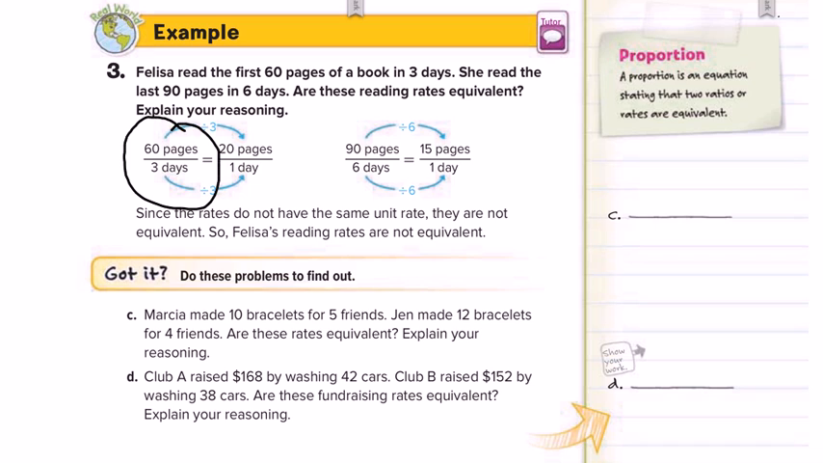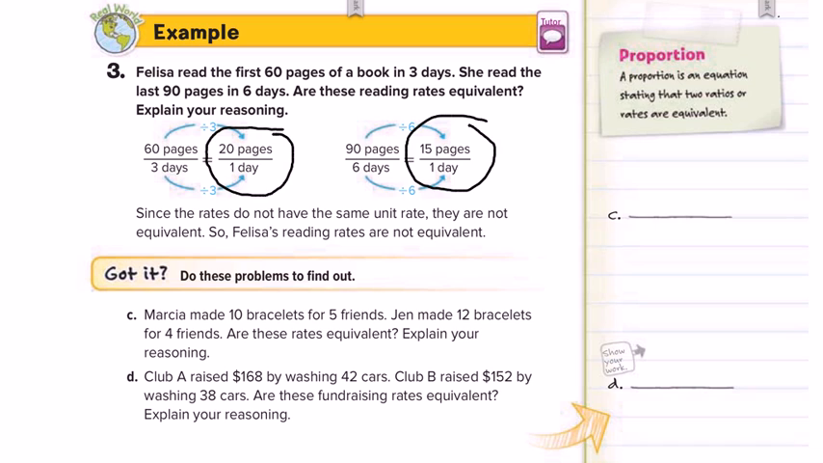Then she read the last 90 pages in 6 days, and I can also write that as a rate. To determine if these rates are equivalent, I can simplify them to their unit rate to determine how many pages she read per day. So to do that in my first example, I will divide 60 and 3 by 3 to find my unit rate of 20 pages per day. In my other rate, I have 90 pages to 6 days, and I can divide both of those by 6. So I will get my unit rate of 15 pages per day.